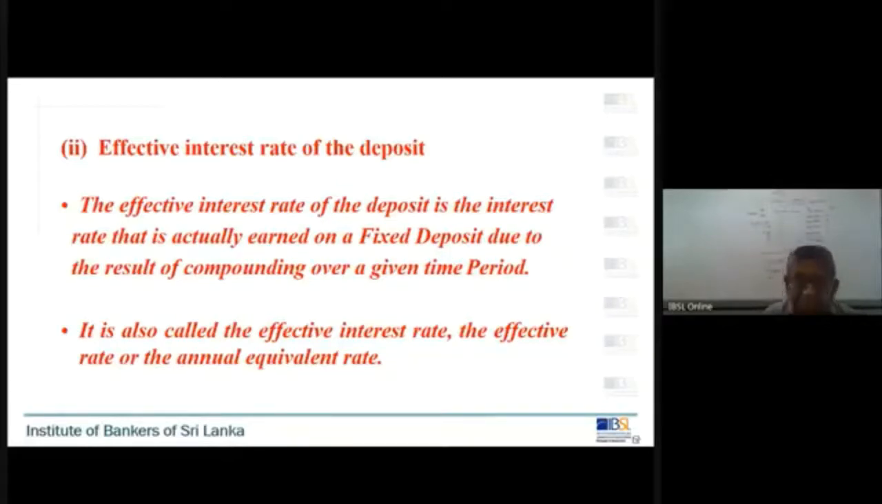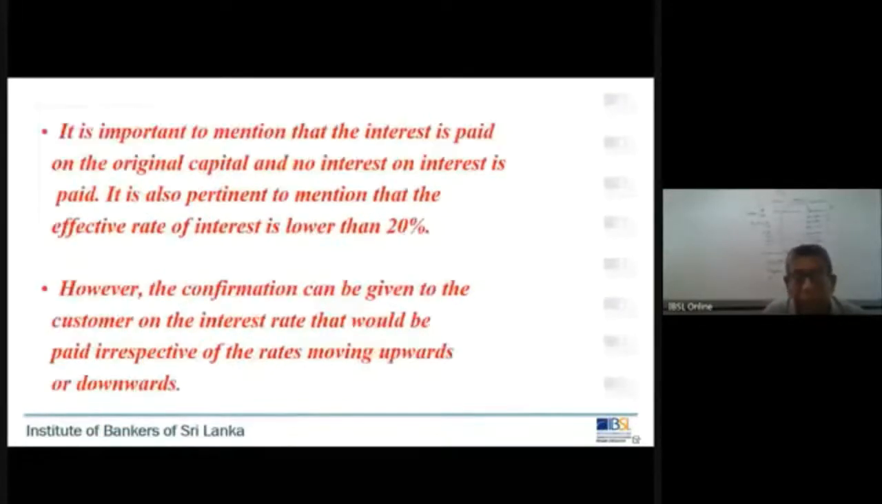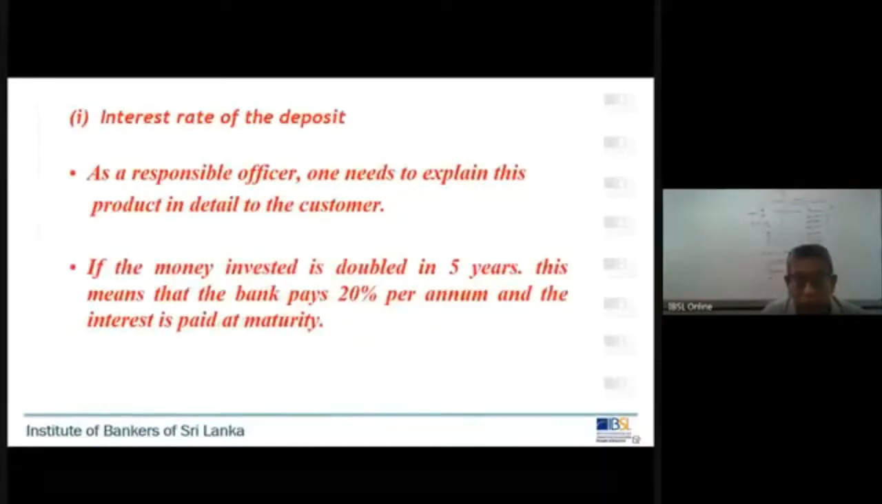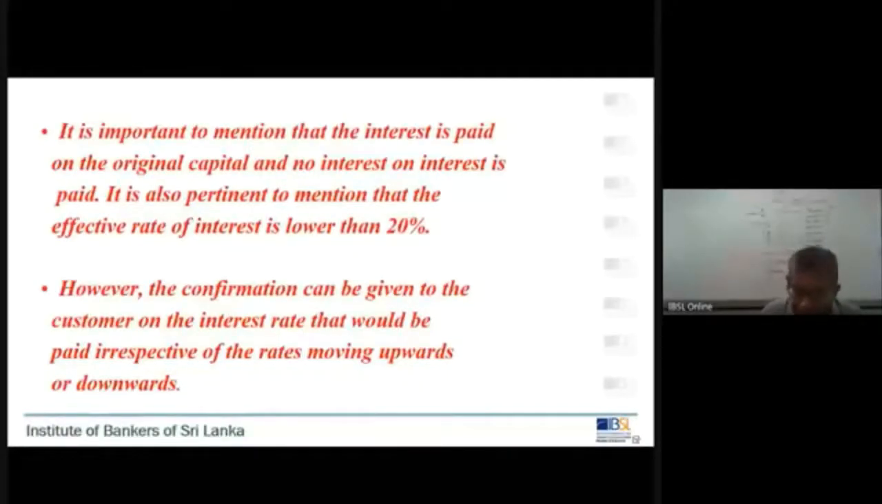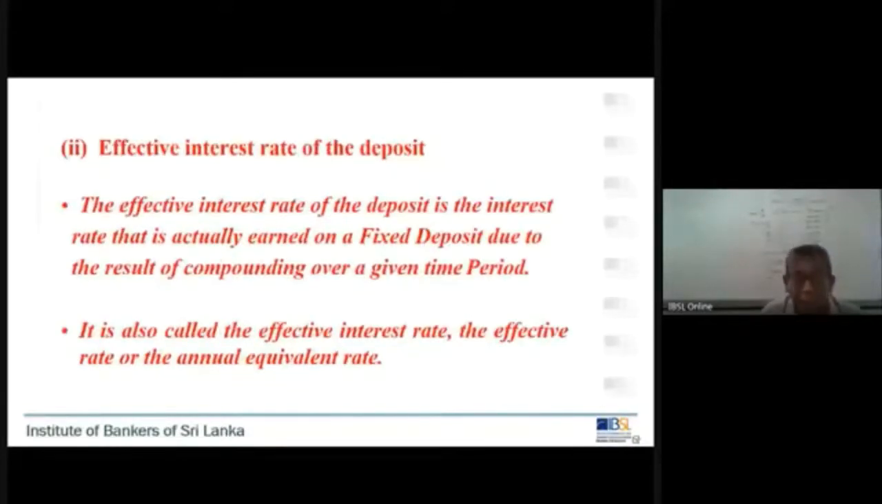You now know the difference between the effective interest rate and the normal interest rate. Clear? The normal interest rate is calculated without compounding, only on the original capital and only the interest for that year. The interest is paid at the end of the 5 year period. But in the effective interest rate, what happens? It is what is actually earned on a fixed deposit due to compounding over a given period of time. That means you get 100,000 at 20%, and in the second year you get 120,000 plus 20%. Then on that figure, the capital plus interest, you get the interest for the subsequent year. That is what you call the effective interest rate of deposits, right?